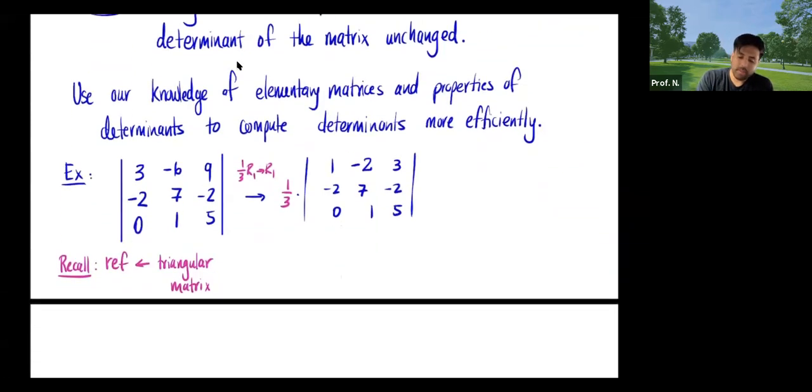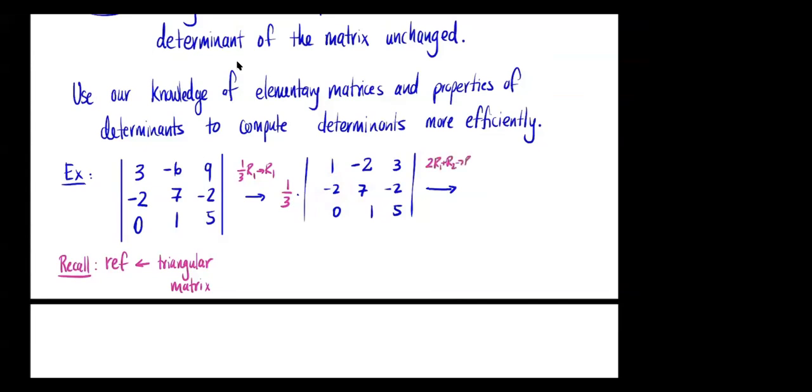So now what? Again, all I want to do is put this in row echelon form. I'm not trying to go all the way to reduced row echelon form. So I just want to have the zeros here. That's all I want to do. I want to have 0, 0, multiply the diagonals, done. So then I want to get rid of this -2, right? So what do I have to do here? 2 row 1 plus row 2 to row 2.